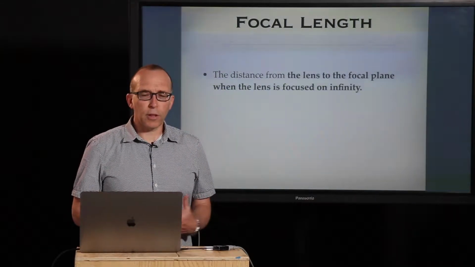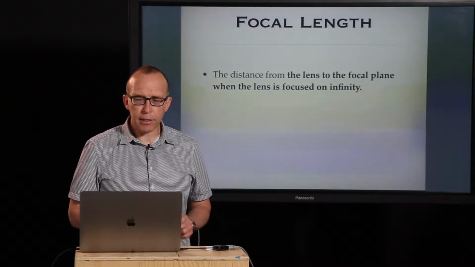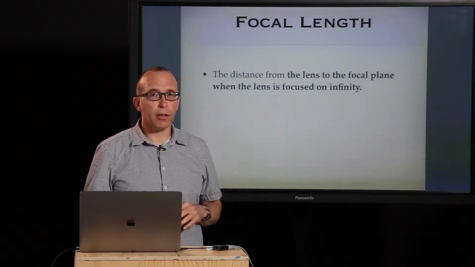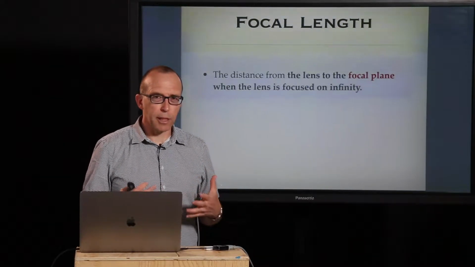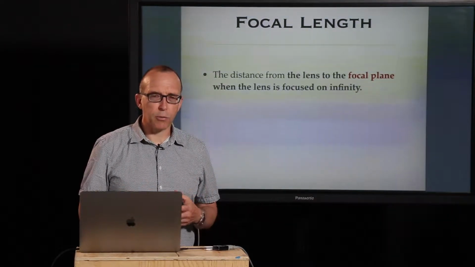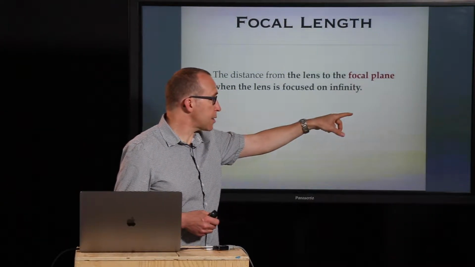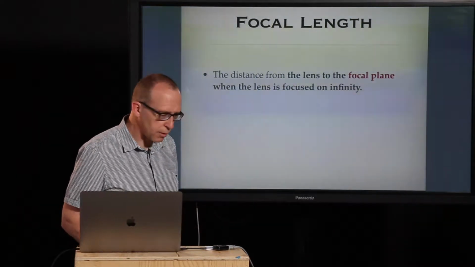So, focal length. Let's start off with a written definition: the distance from the lens to the focal plane when the lens is focused on infinity. Even though that might sound very simple, I am throwing some new terminology out there that I think we should talk about. So the first phrase is focal plane. So where's the focal plane? What is that all about?